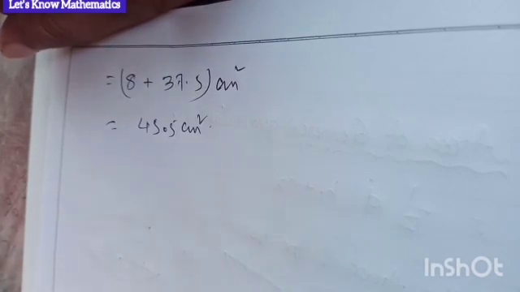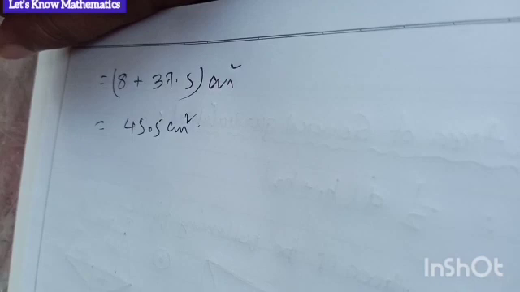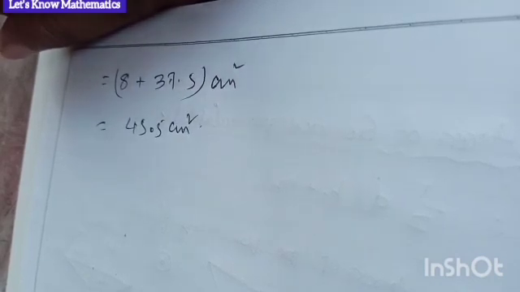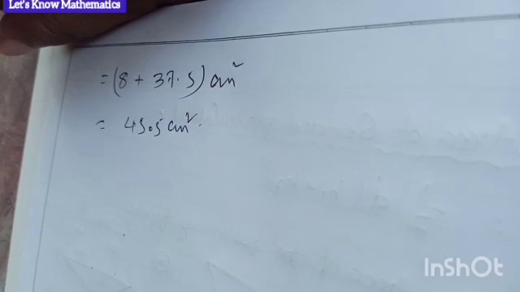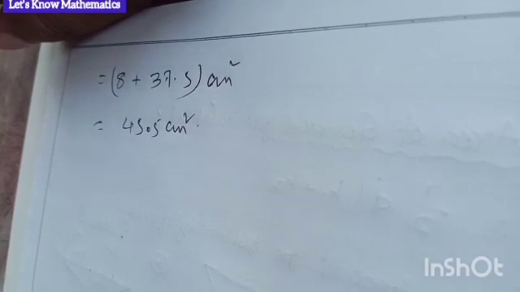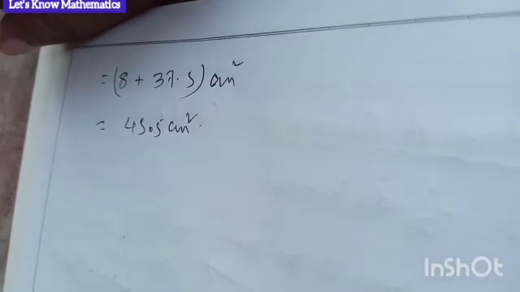Sometimes in the figure, an adjoining figure will be there. At that time we have to recognize whatever figure is there. After that we will divide the figures and find the area separately. After that, if we add, then this way we will get the answer. Okay, so try next.